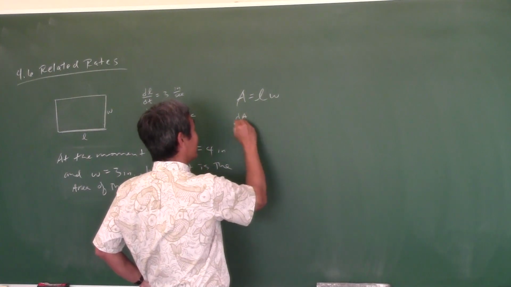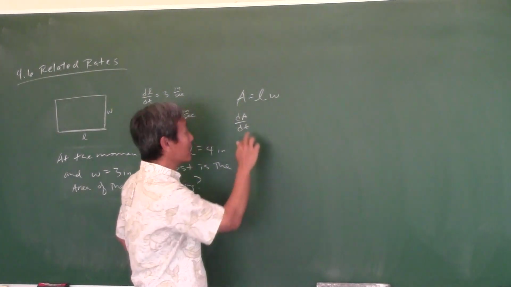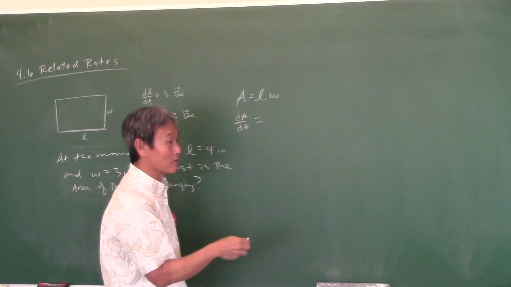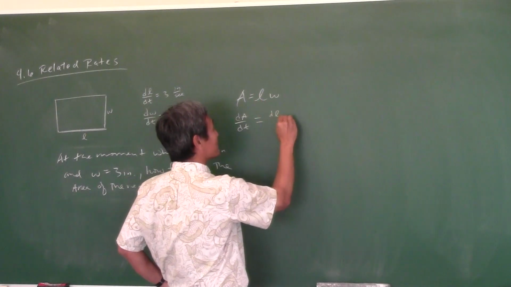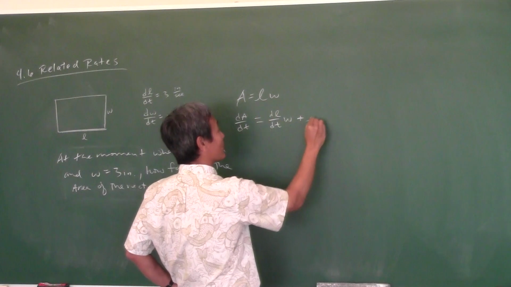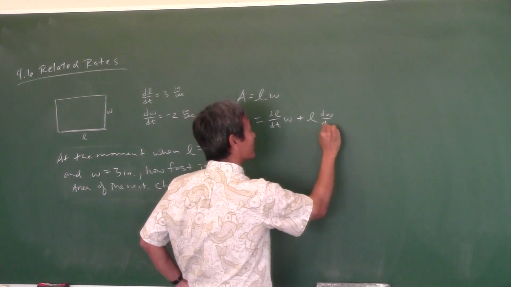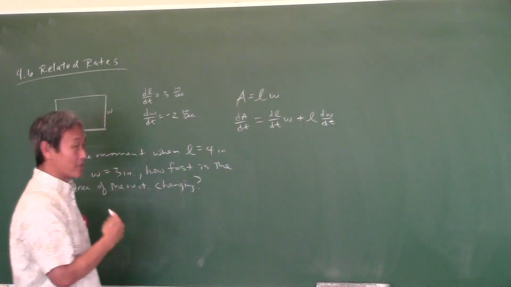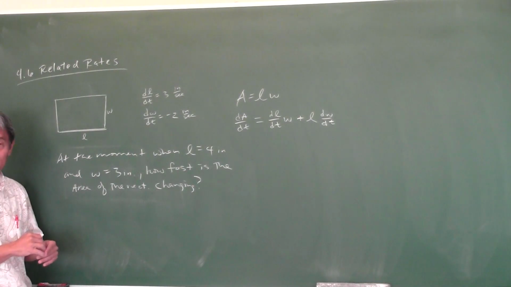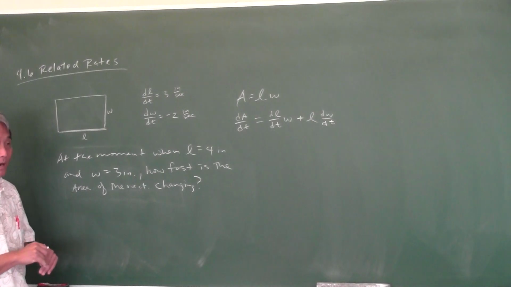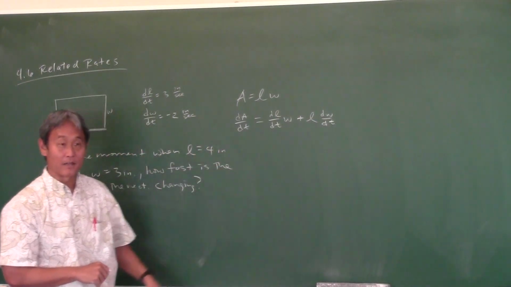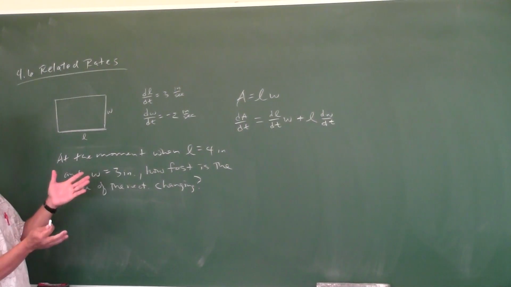So dA/dt, the derivative of A with respect to time, equals, I see a product here, so I'm going to use the product rule. Derivative of the first, leave the second one alone, plus leave the first one alone, the derivative of the second. Do you understand that we're taking the derivative with respect to time? That's the key to this problem. That's why it's all dt's in the denominator there. And that's the second step.